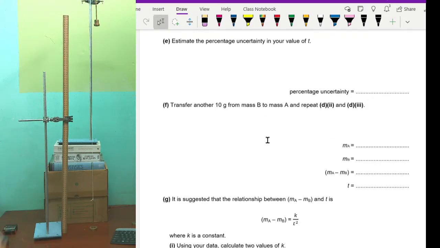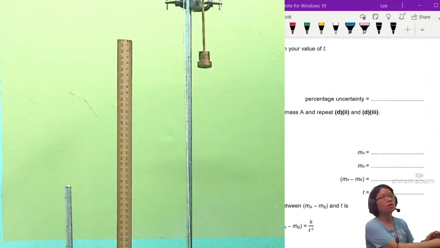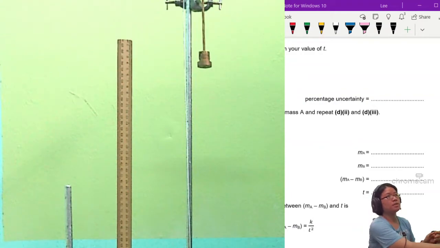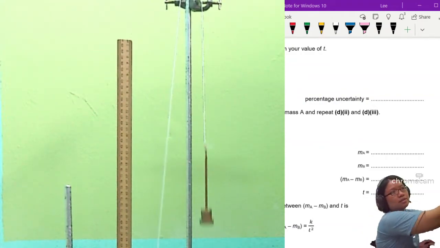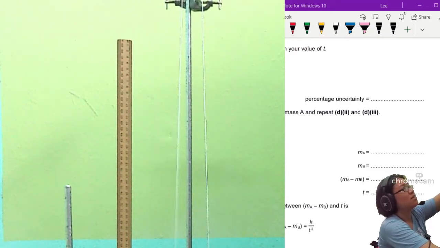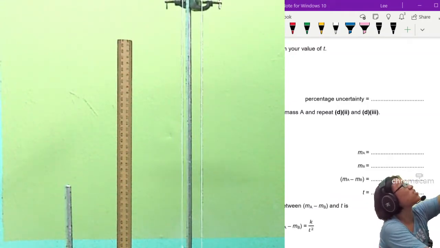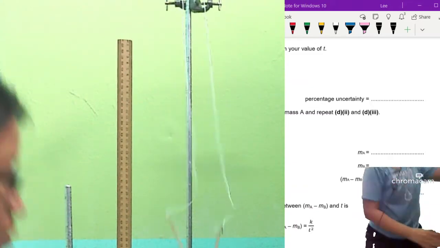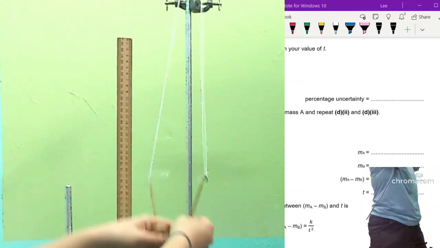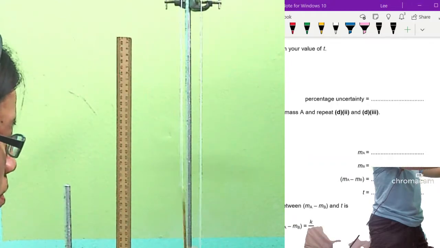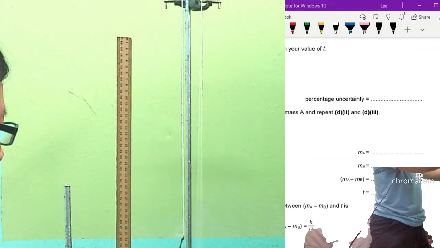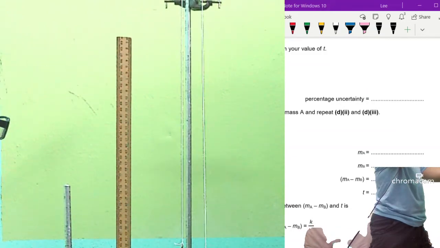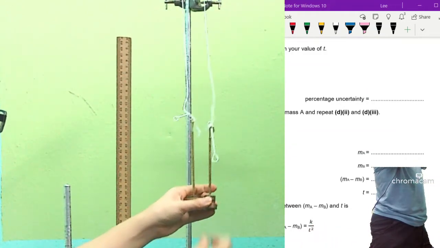I will zoom in now for you. Okay, so I'm going to change the value of M. I think I'll stand up and do this for you. So this one here is the 10 gram. I'm going to take the 10 gram out from this one and put it here.